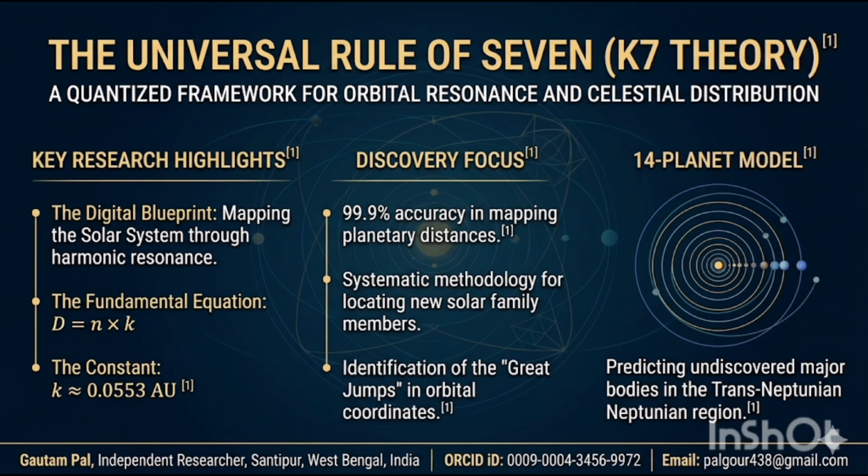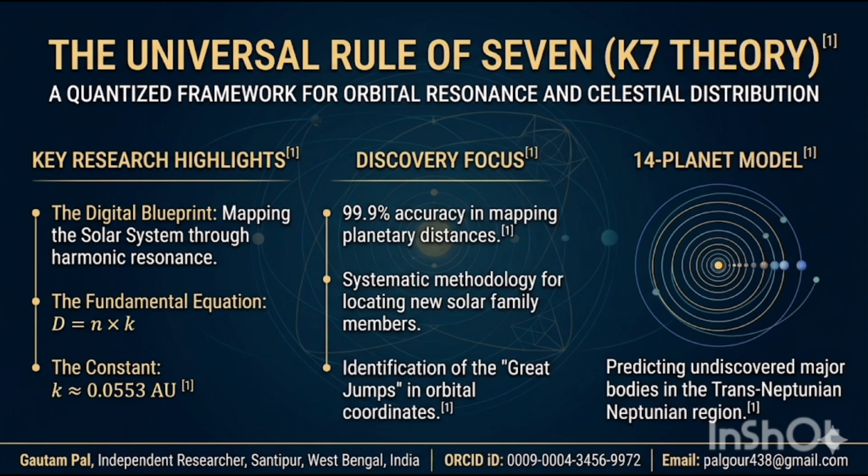Wait, so every planet's distance is just that exact K unit multiplied by a specific whole number, like a harmonic point? That's exactly it. I mean, it's exactly like the frets on a guitar. You press your finger on a fret, you get a clear ringing note. But if you press the string in the empty space between the frets, you just get a dead thud. That's a great way to put it. Yeah. In this model, a planet can only form on the fret, right? A stable resonance node. It simply cannot exist in the empty, unstable space between them.